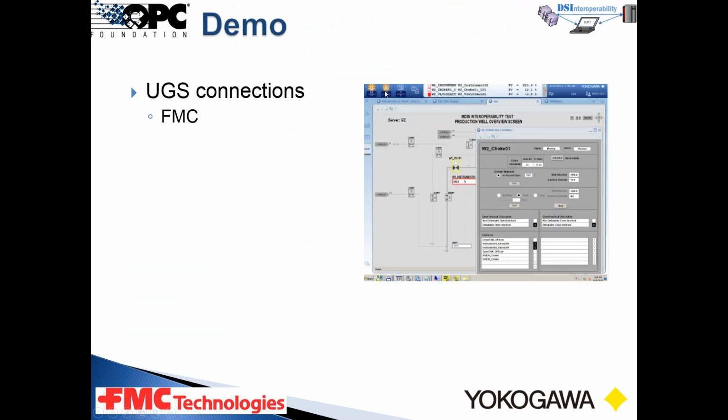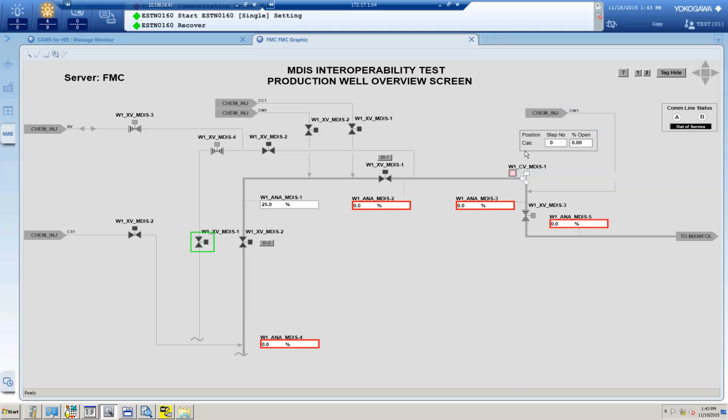I'll show you a brief demo of how the Yokogawa system would look. So this is Yokogawa's DCS connecting to FMC's server. Now the beauty of it is that the FMC server is located in California, and we are here in Dallas. So this system would talk to a subsea OPC UA server, which is present in a remote location.